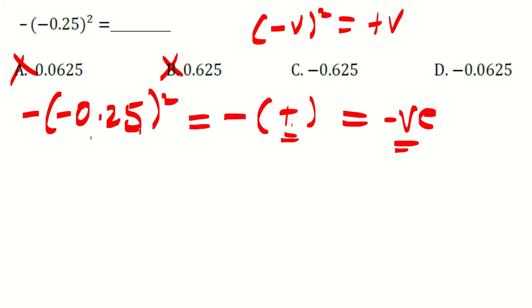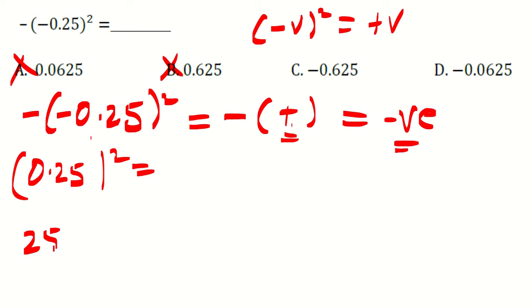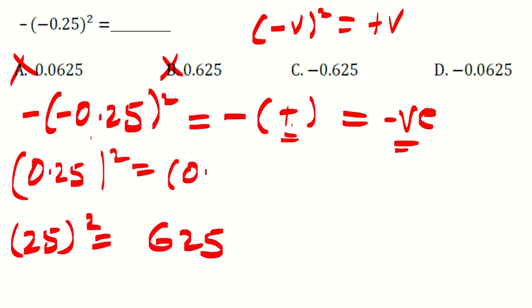Then the next step: how to square 0.25. When you square 0.25, simply think of 25 squared. 25 squared is 625. Then start counting. When you square a decimal, you need to count. This means 0.25 times 0.25. Now we ignore the inner negative already, because when you square it, it will be positive. But the last negative will remain because there is an outside negative here.